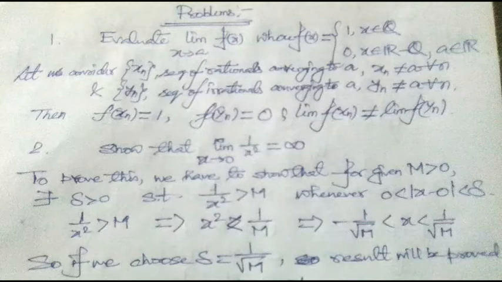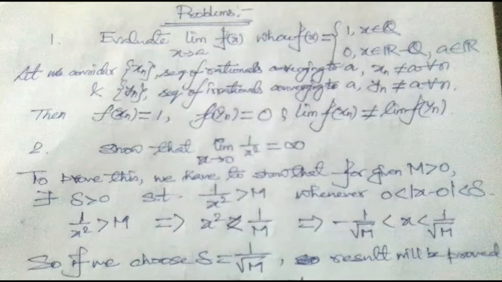First of all, for the first problem let us consider a function f(x) which takes the value 1 for rational x and which takes the value 0 for irrational x. Then we have to compute the limit as x tends to a of f(x), where a is any real number. Then we will try to use sequential criteria.